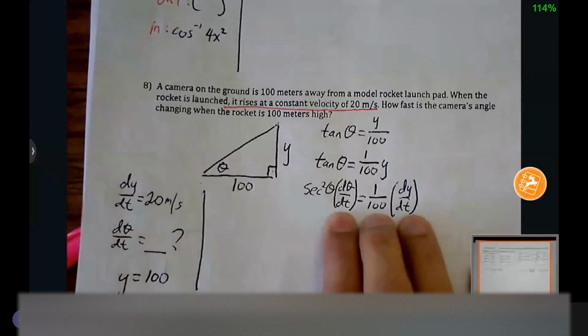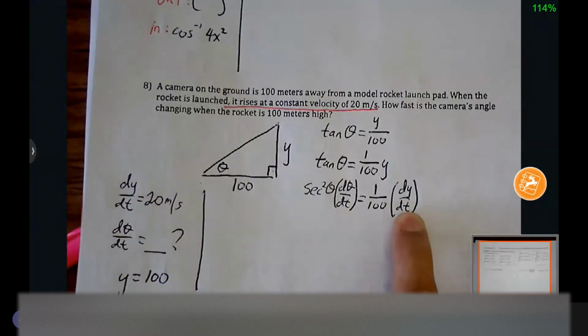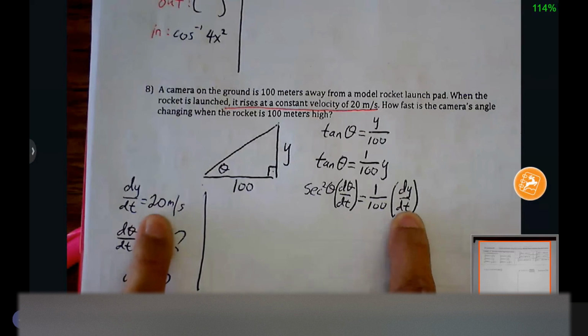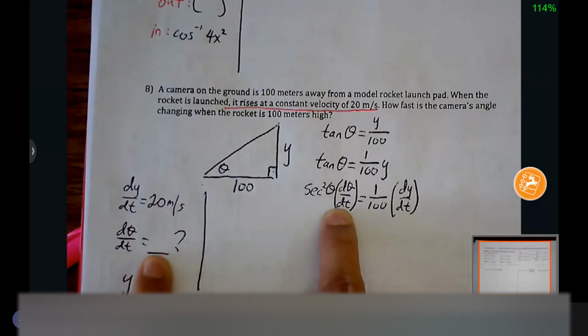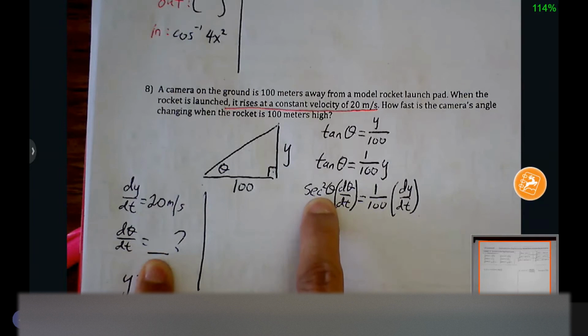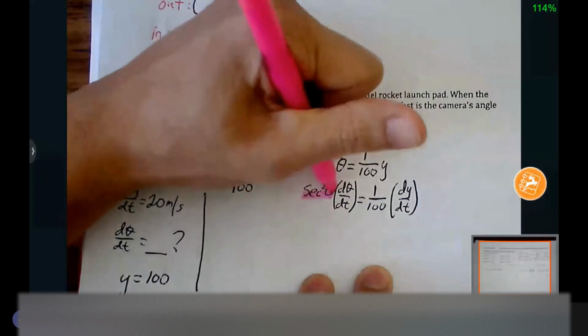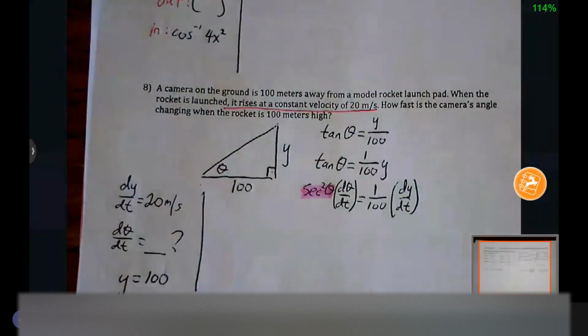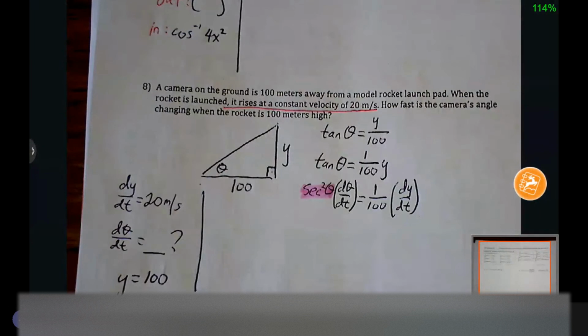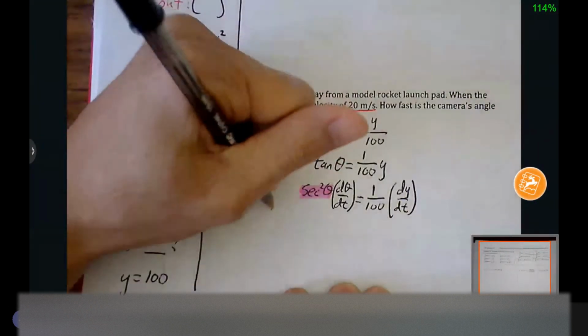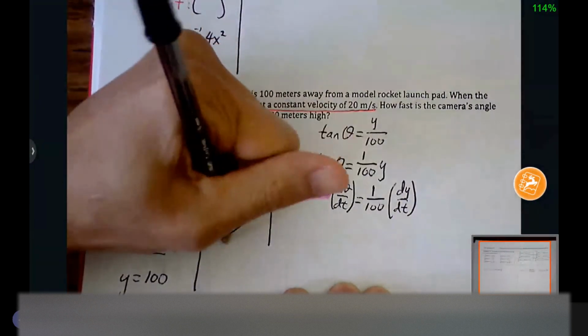All right, let's revisit our equation and see what information we have. dy dt, we now have a replacement for that, right? d theta dt, that's what we're looking for. But the unaccounted information is that secant squared theta. So we need to find a suitable replacement for that secant squared theta. And this is where we're going to build a second triangle and try to find a ratio for that secant theta. Here's my second triangle.